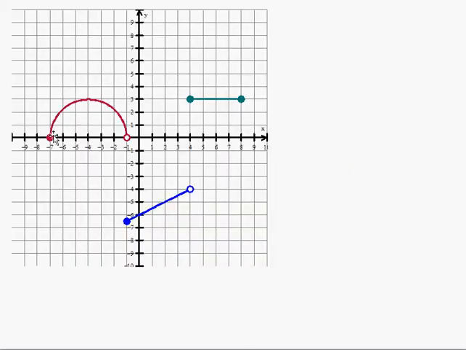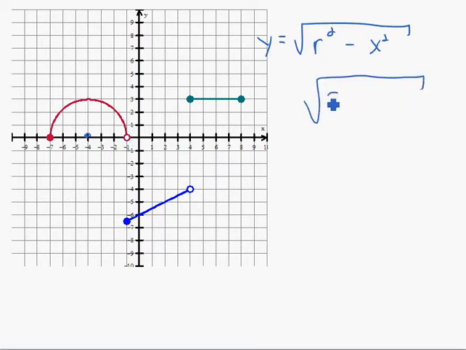Well, this first piece is a semicircle. And remember, the equation for a semicircle is usually the square root of the radius squared minus x squared. And this is what y equals. That will always be a semicircle. So all we're going to do is find the radius. Here's the center. The radius is 1, 2, 3. So this should be the square root of 9 minus x squared.